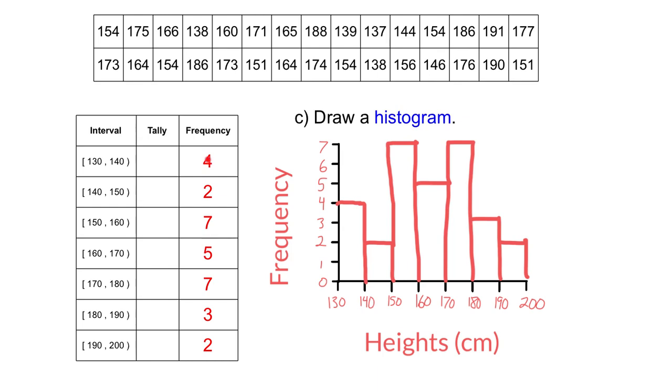And so there were 4 people with a height in the 130s. So between 130 and 140, I make a bar that goes up to a frequency of 4. 4 people between 130 and 140. 2 people between 140 and 150, so I make the next bar. 7 people between 150 and 160, so between 150 and 160, I make a bar up to 7, etc. So we use the values in the frequency table to make the histogram.